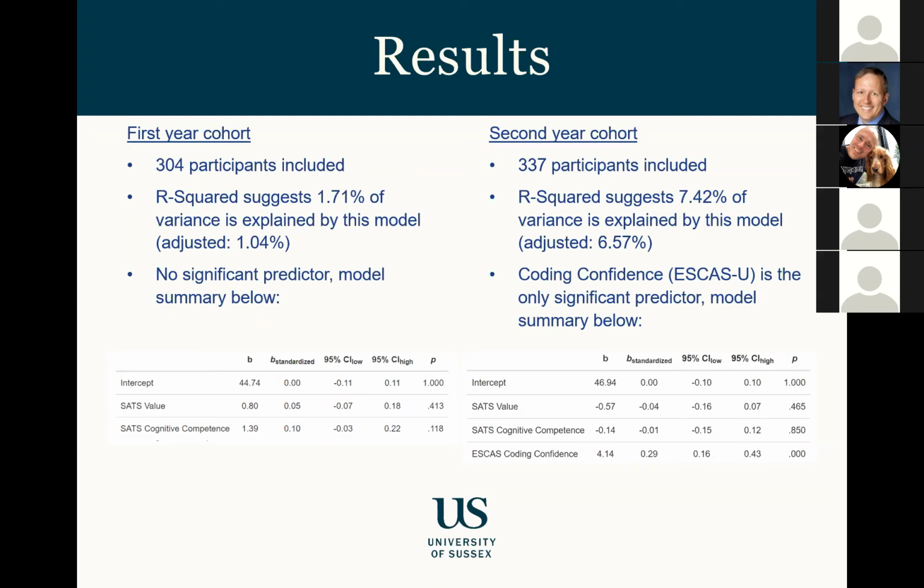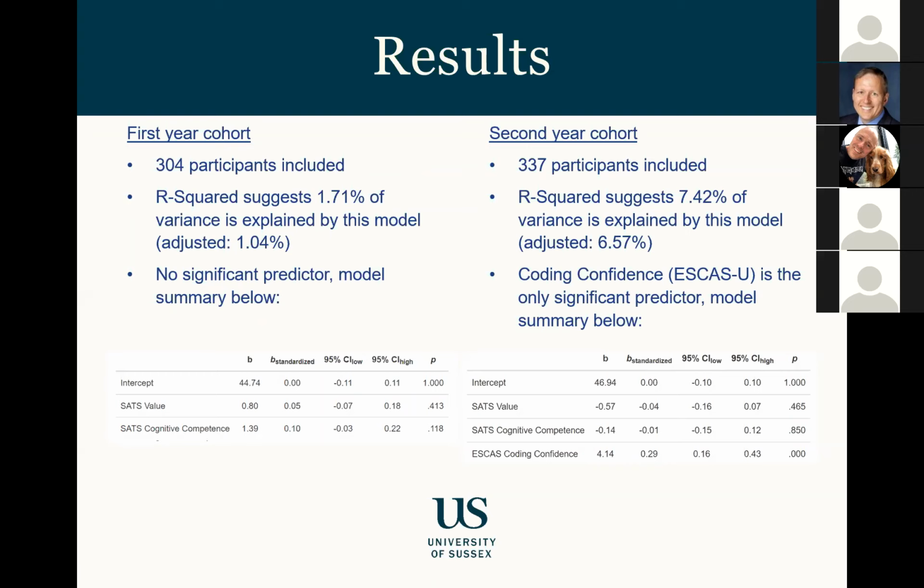We then fit 5 models, the first model including the cognitive competence and value subscale from the SATs, and then adding the other predictors I have talked you through on the previous slide, step by step. We then tested the assumptions and removed any outliers and checked that our models were appropriate. So I'm just going to talk you through the results of this analysis.